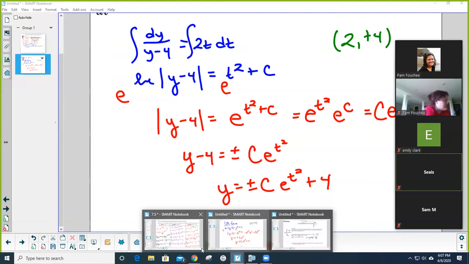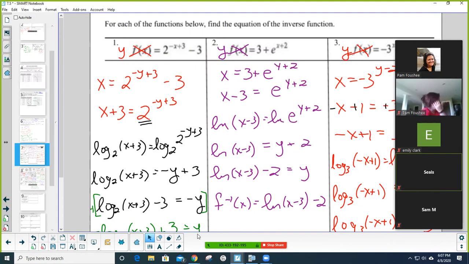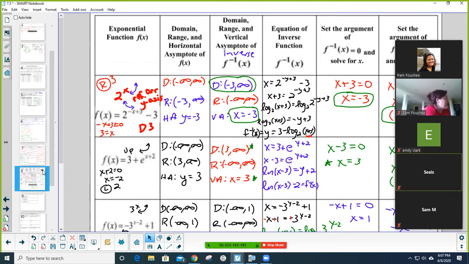Now, let's do calculus again. This is what we stopped with yesterday, where we were switching x and y, then solving, getting it back to y equals again to find the inverse. So what we're going to look at today is this stuff right here.